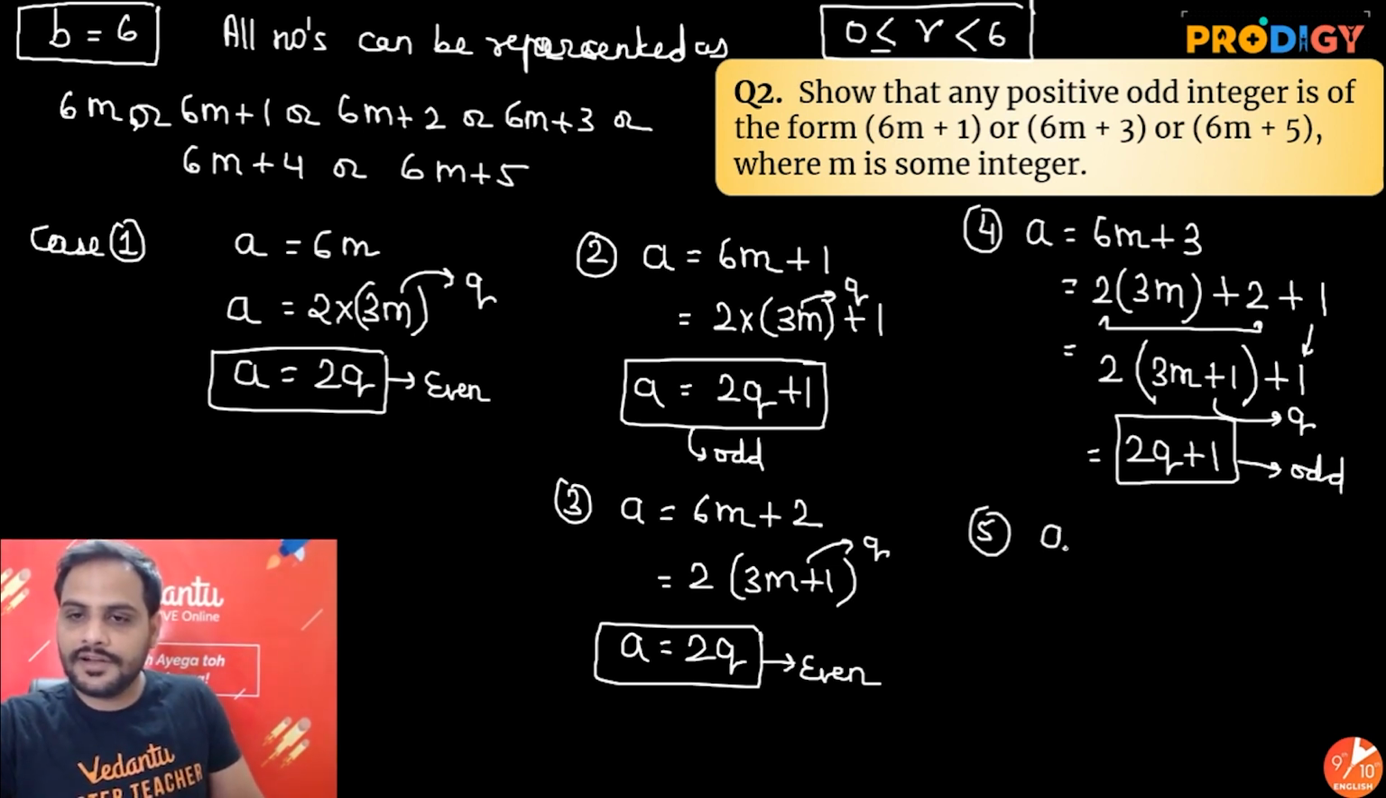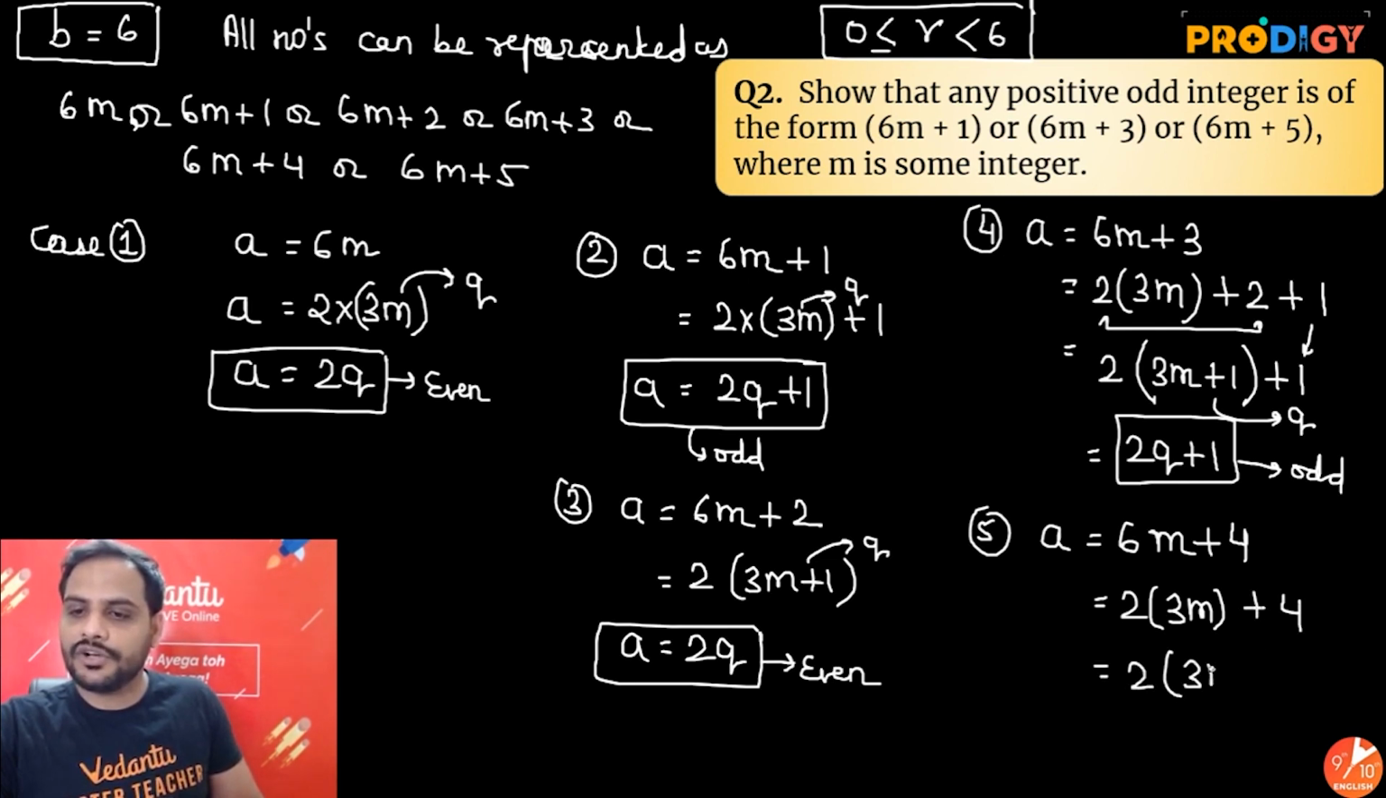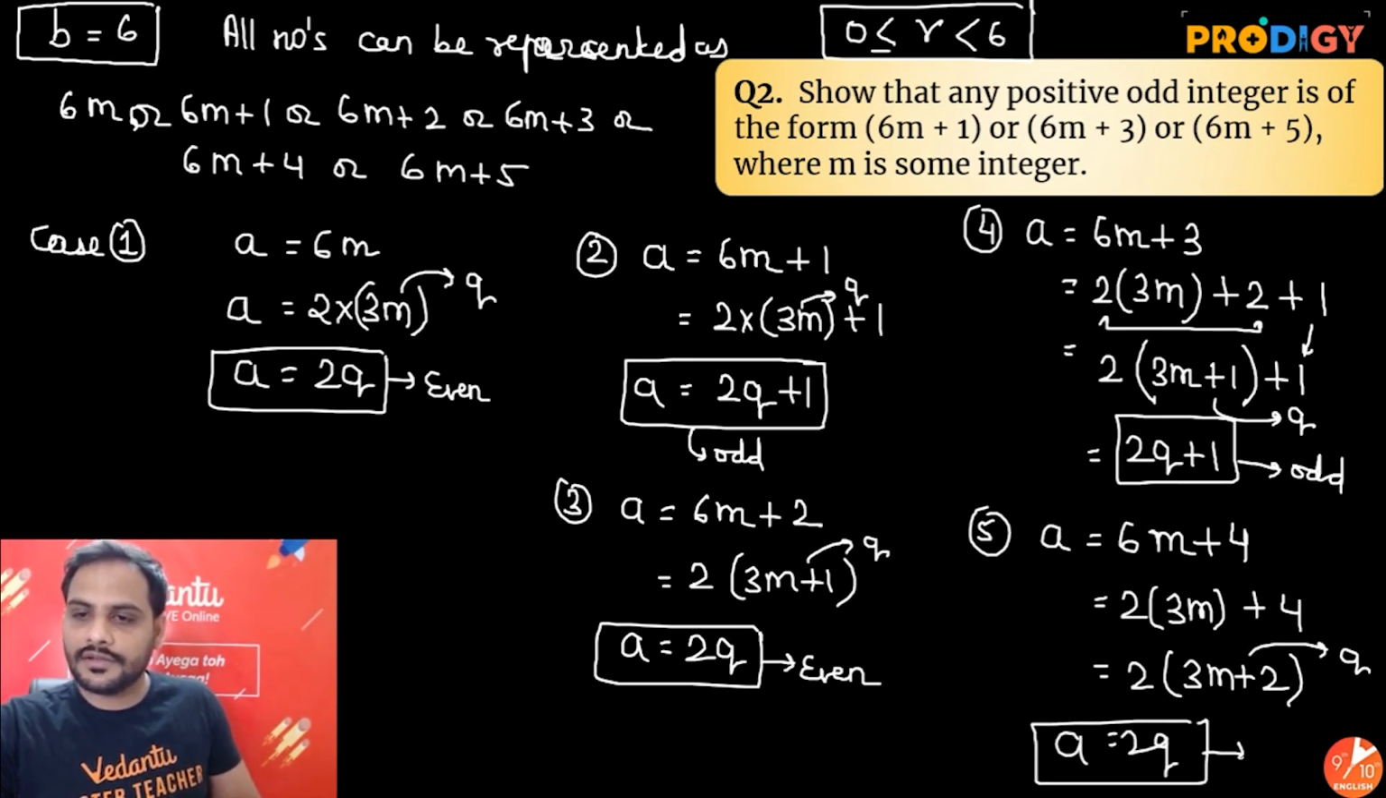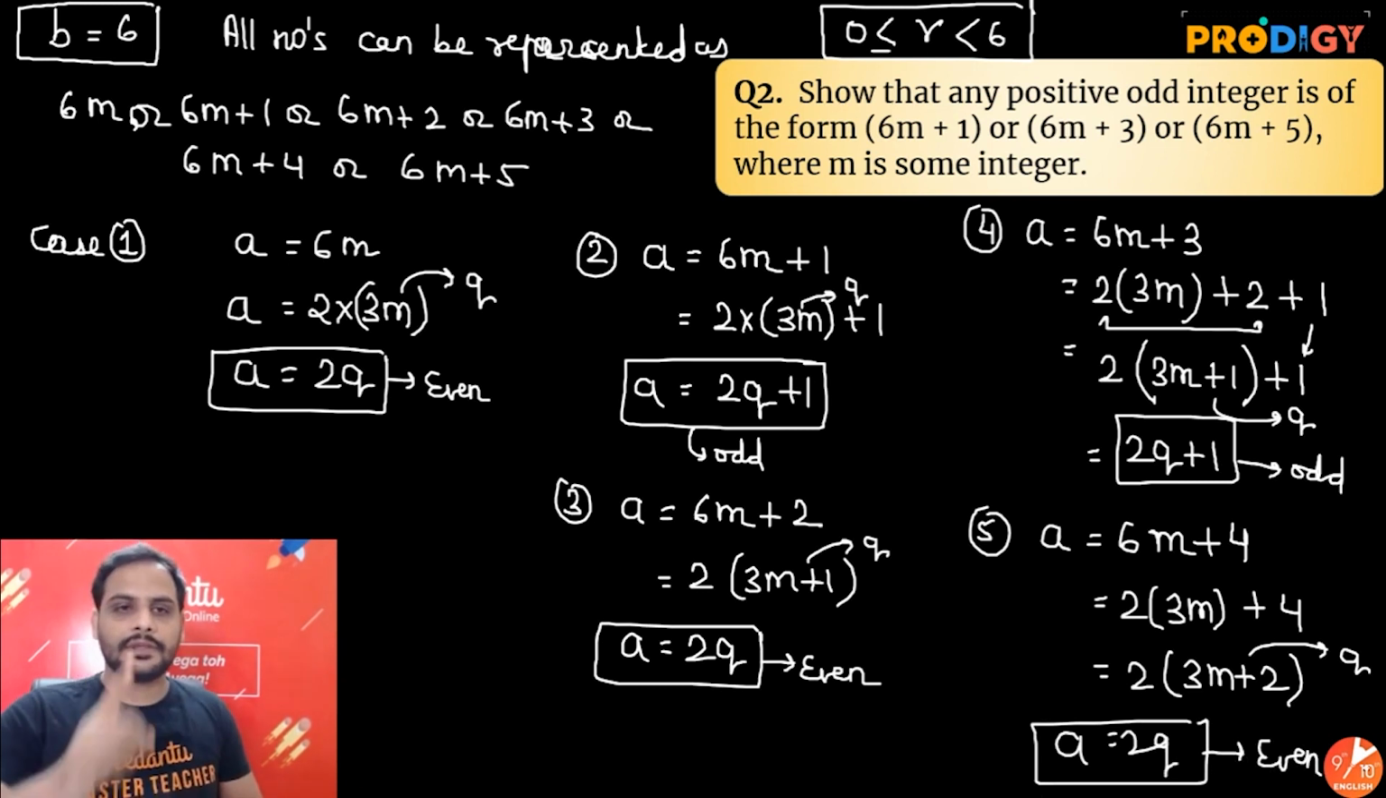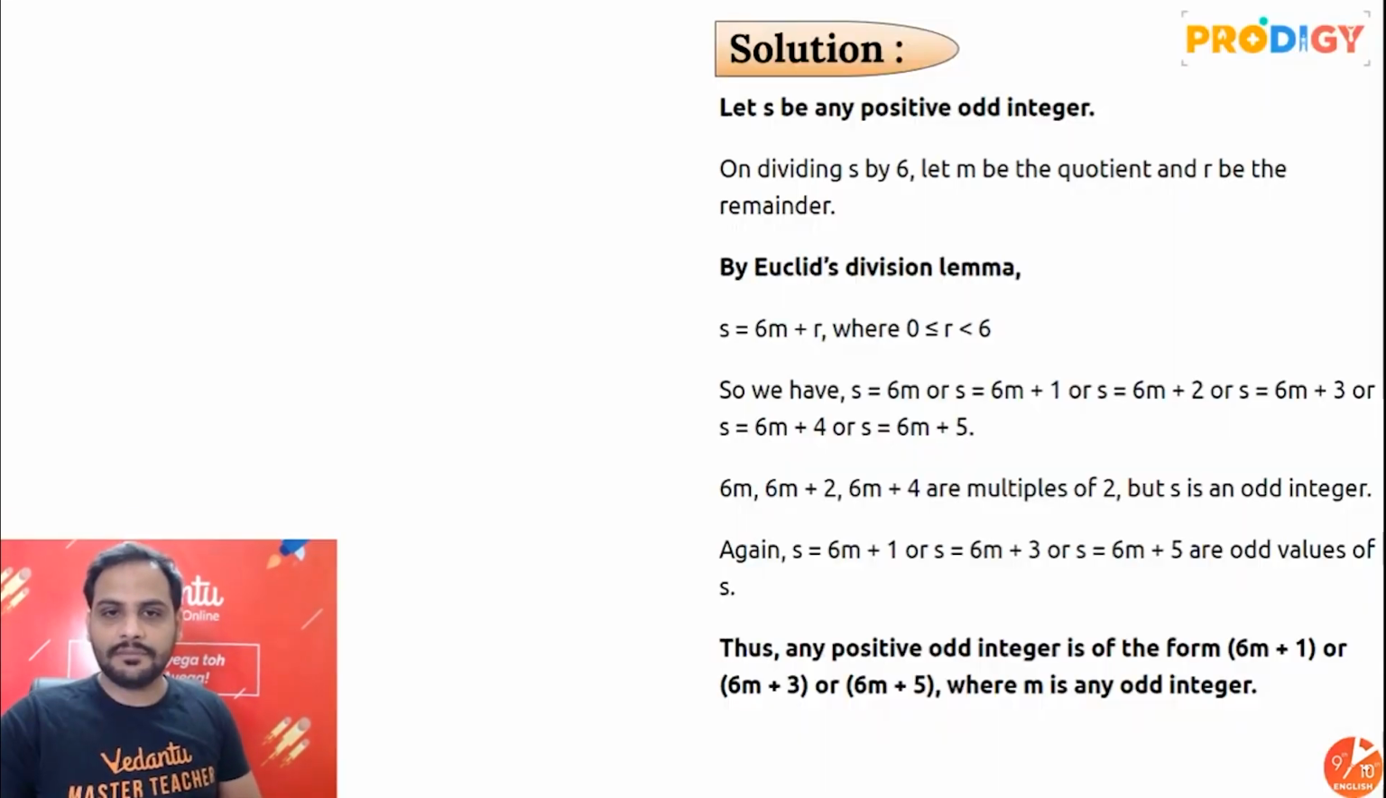Fifth one, if I take a as 6m plus 4, so in that case we have 2 into 3m plus 4. But obviously I can take 2 common, so 2 into 3m plus 2, which is equal to, let's take it as q. So again a is equal to 2q, which is again even. One more case is left, which is 6m plus 5.